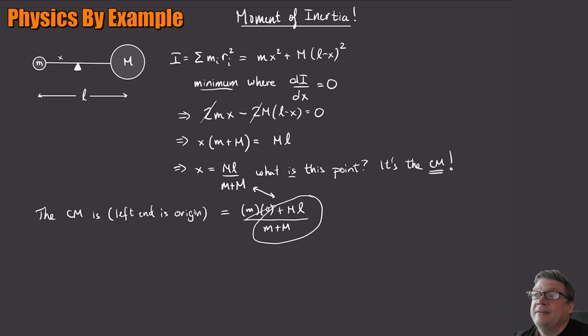So we've done it. So we've proved that for objects like this, where is the moment of inertia a minimum? It's a minimum at the center of mass. All right, very cool. Now it's proved.